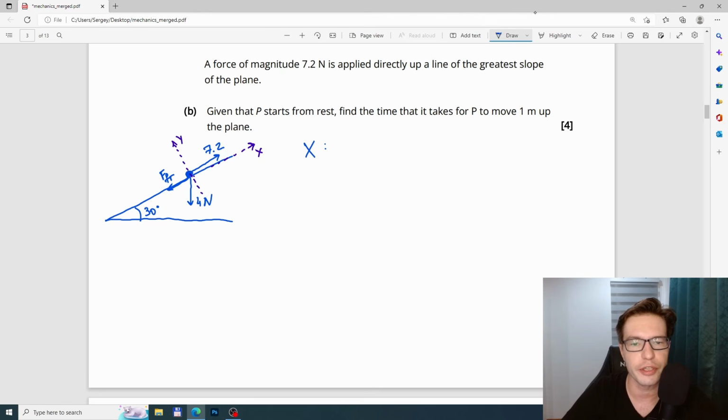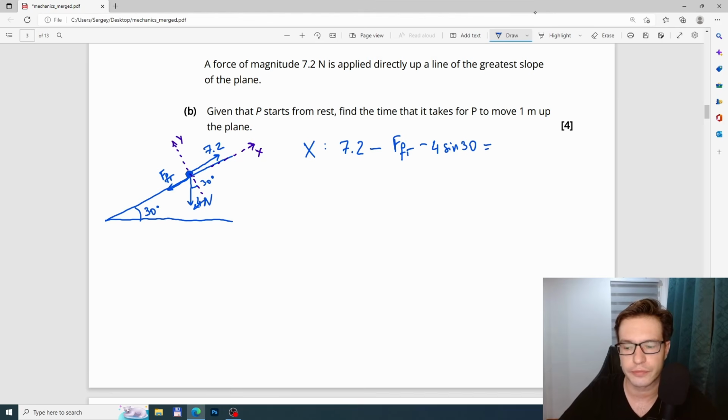So 7.2 is along the x-axis, take it with a plus sign, minus force of friction. And also don't forget the x component of the weight. So the weight is 4 newtons, and the x component would be opposite of the angle, so it will be minus 4 sine 30. And that equals ma, which is 0.4 times acceleration.